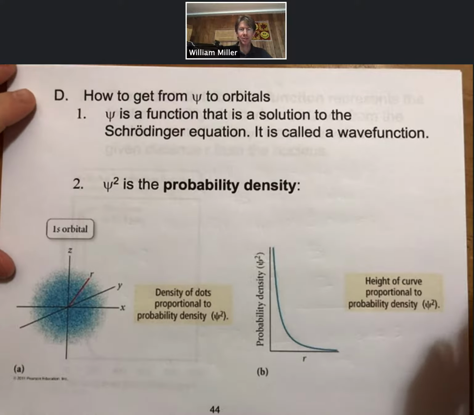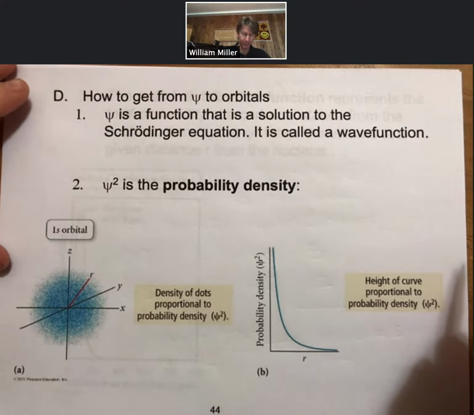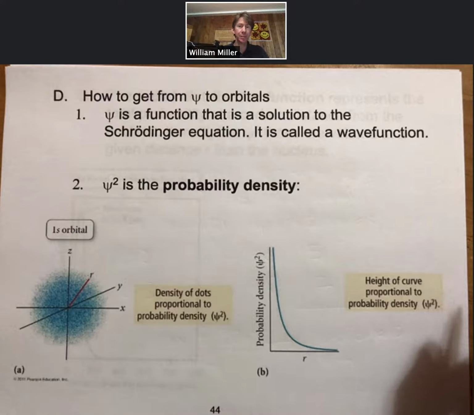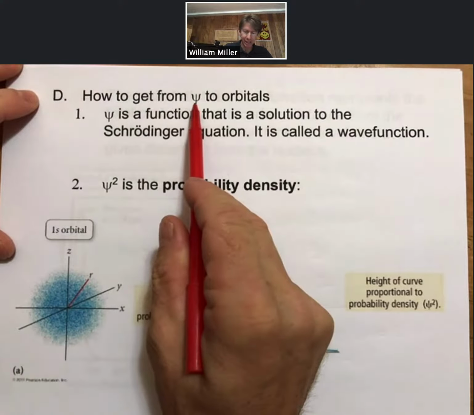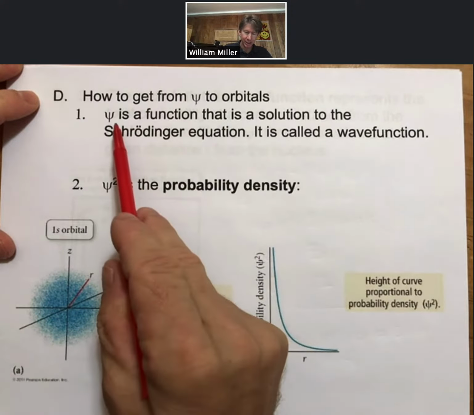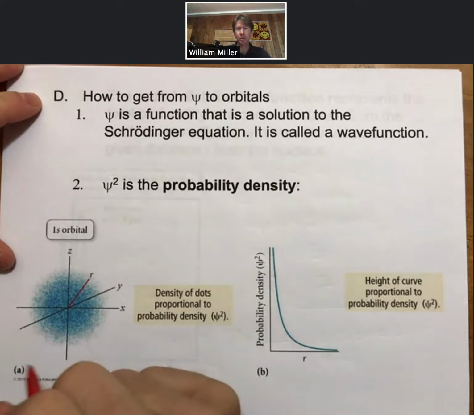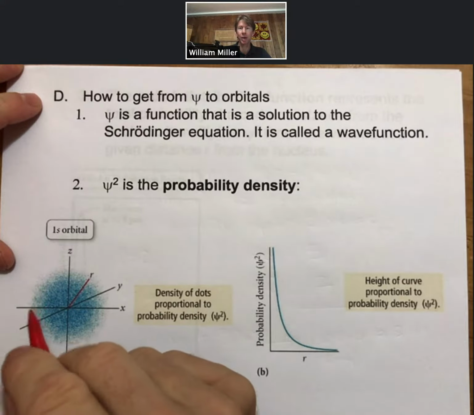Okay, so let's pick up there. Now, we are going to talk a little bit about this psi and the relationship to the orbitals, and how to get from psi, the wave function, to orbitals. So psi is a function that is a solution to the Schrodinger equation. It is called a wave function.